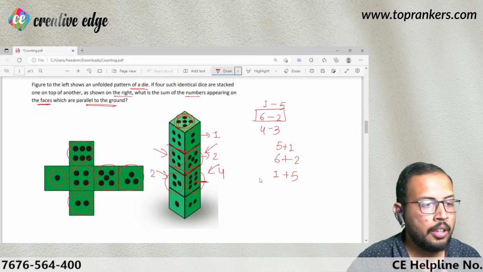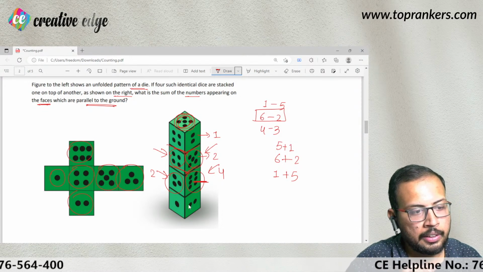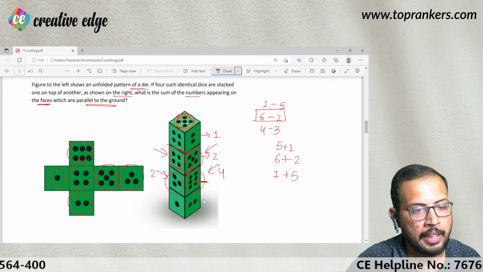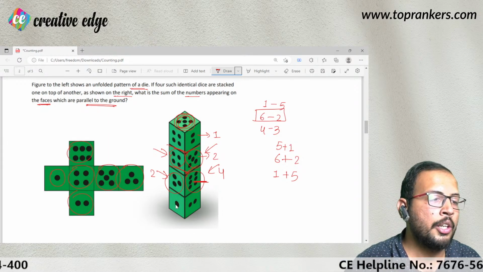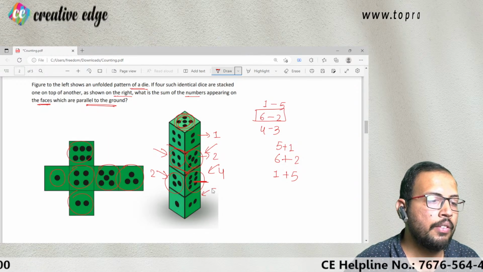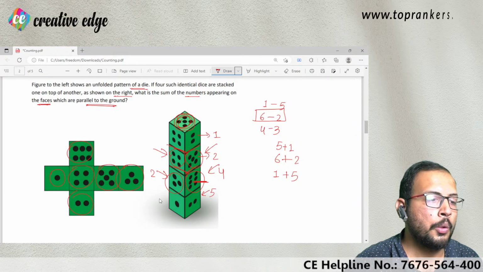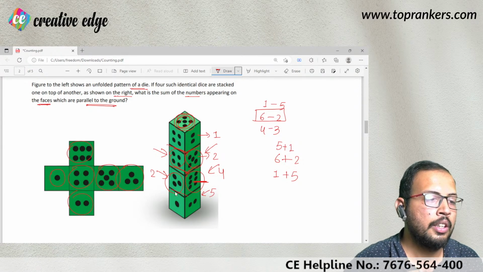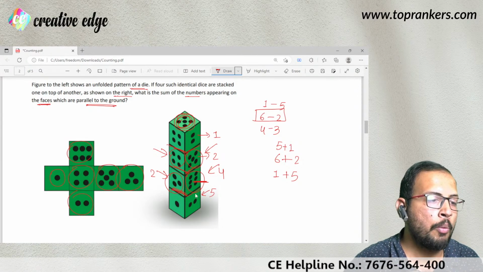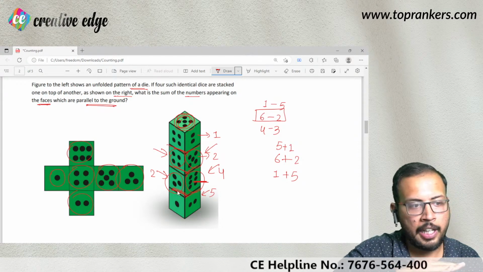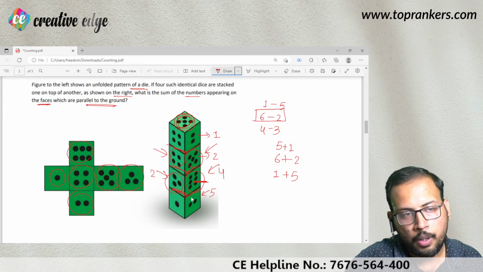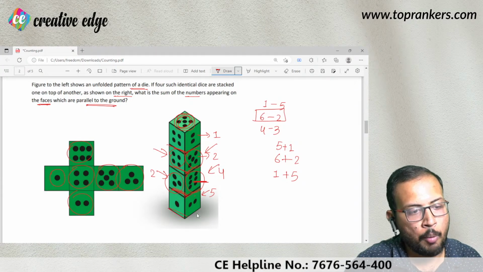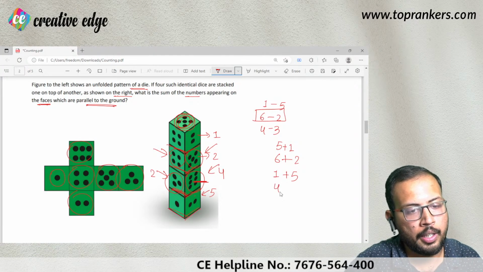Okay? Now, in the last dice, the fourth dice, I can see that you have 1 and 2. So opposite to 1 is going to be 5, and opposite to 2 you are going to have 6. That means you are left with 4 and 3, so the top of the last dice is going to be either 4 or 3. Similarly, at the bottom you are going to have 4 and 3.